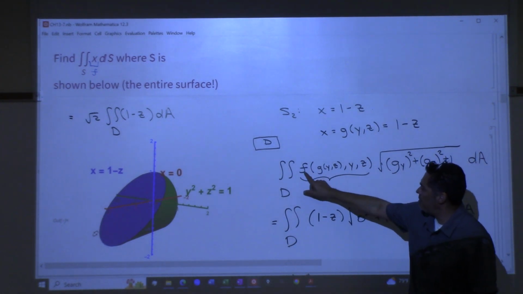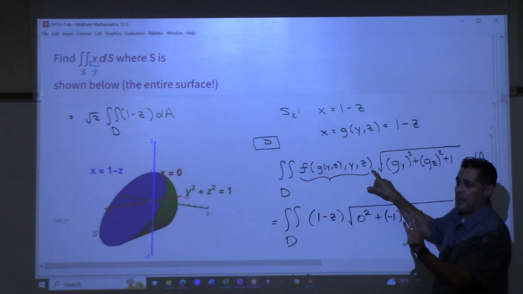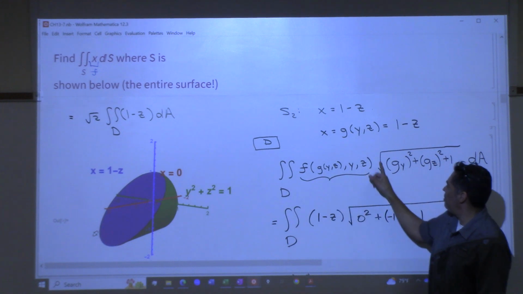That's what this means. Wherever I see x's, I replace it with that function. Any y's, I just leave them as y's. Any z's, I leave them as z's. So that's why that x up there gets replaced with this, and then this is the rest of it.